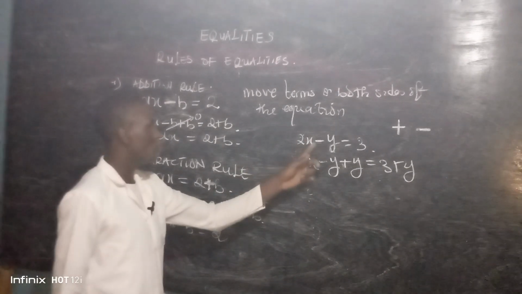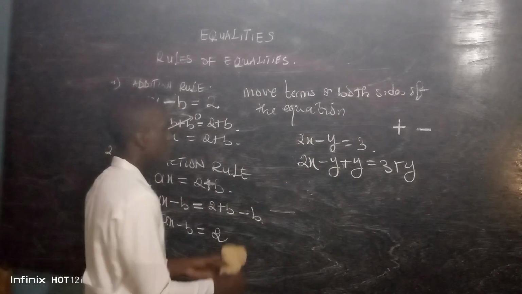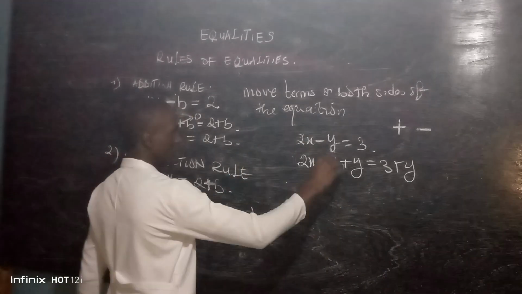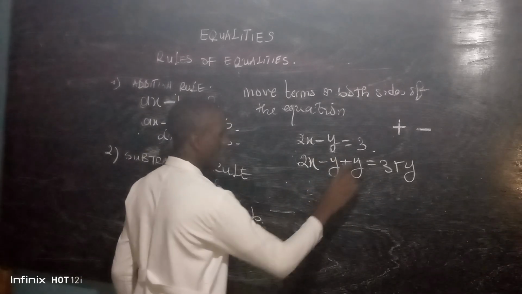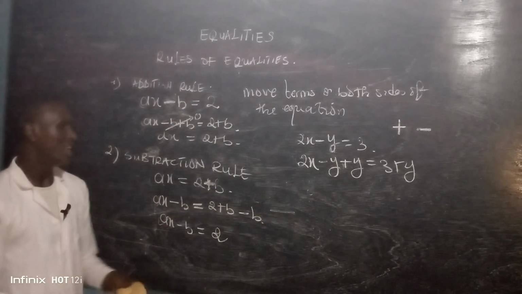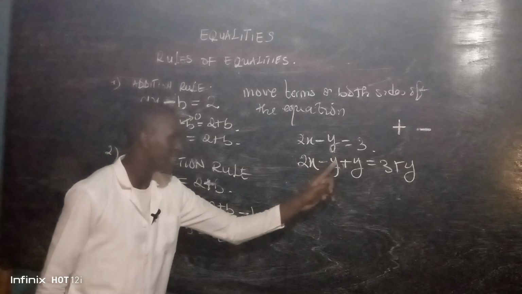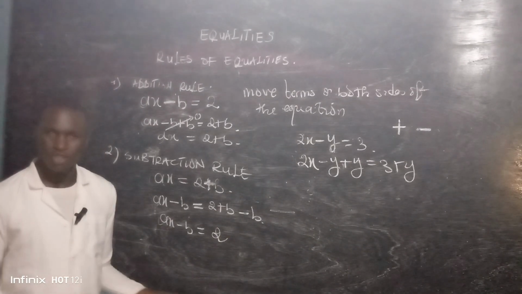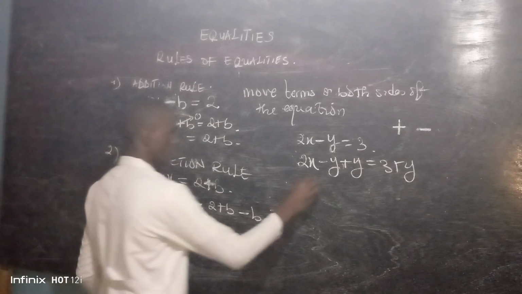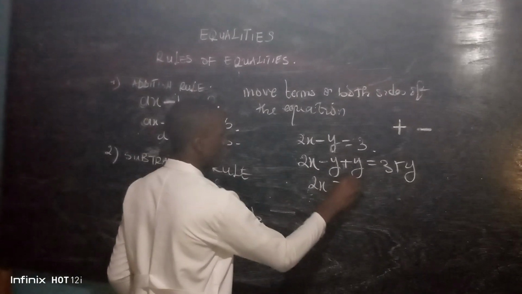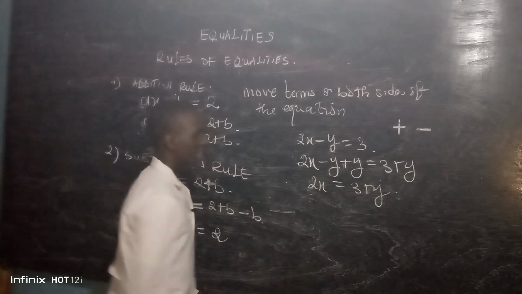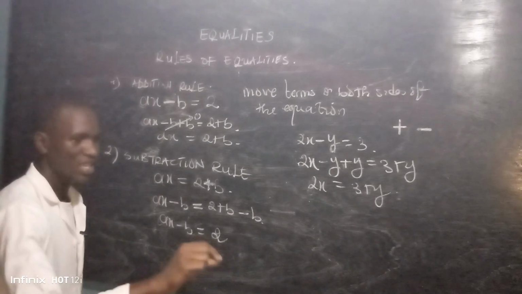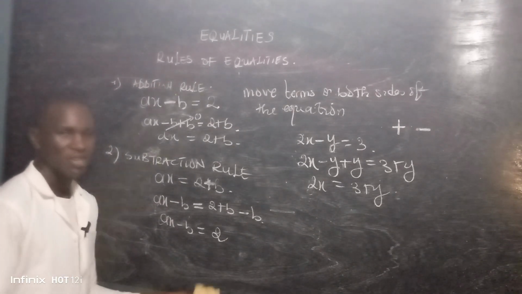Since I want to make 2x the subject, means I want to make it stand alone on the left hand side. So this term negative y plus y is virtually nothing. Like I said, you owe y things and you have y things. When you pay your debt, you have nothing left with you. So I have 2x equals to 3 plus y. That is virtually what I mean by you are owing, right? It's minus. And when you have, it's positive.